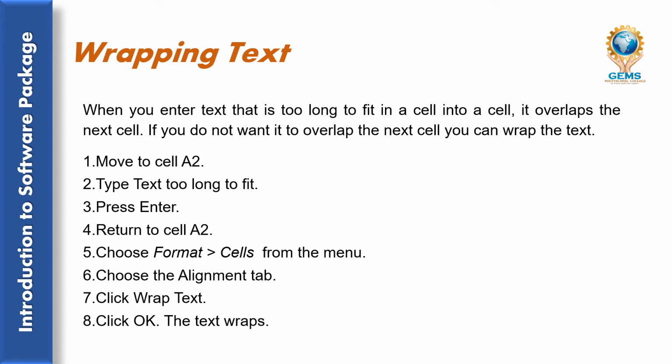How to do it? Select the cell, type the text that is too long to fit, and press Enter. Go to that particular cell, or go to the Format menu and choose Cells from the Format menu. Choose the Alignment tab and click Wrap text. Finally, click OK. So the text wraps, and that particular too-long text now fits into the cell.